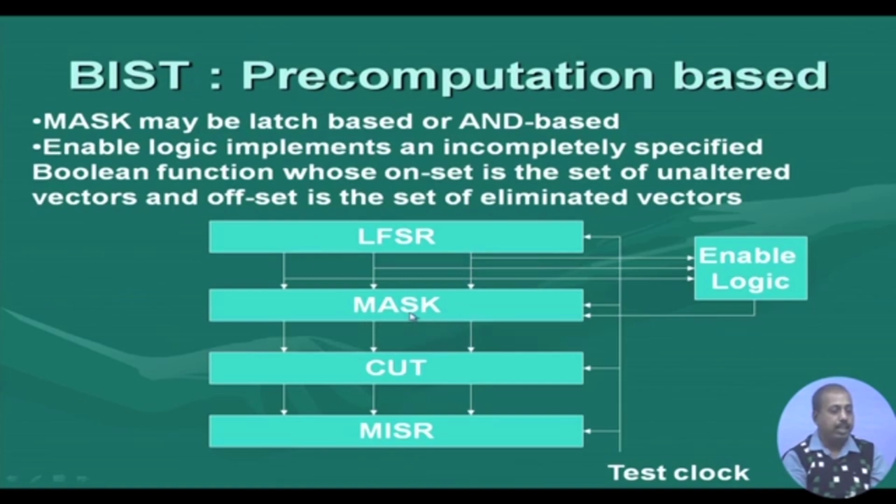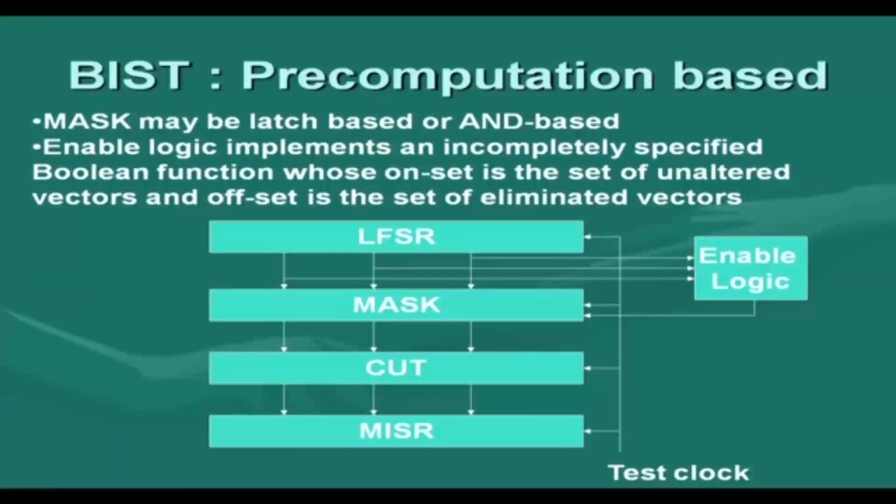So, if it is an AND-based mask, then whenever this enable signal is 0, the output of this mask is all 0. So the circuit will see all 0s coming as input. It is expected that the circuit power consumption will be low because of this.